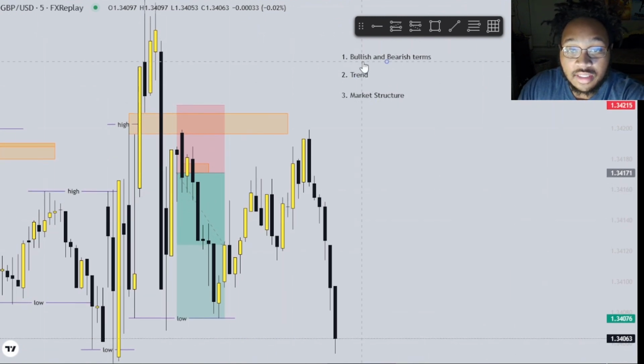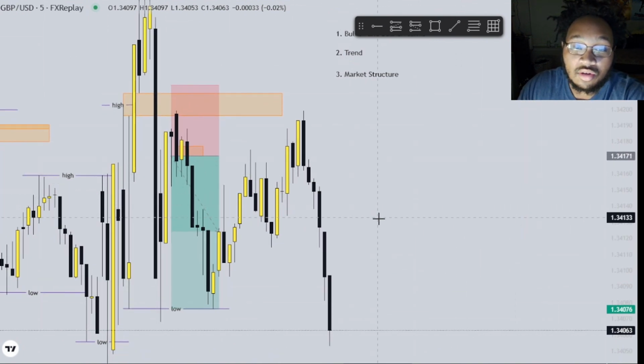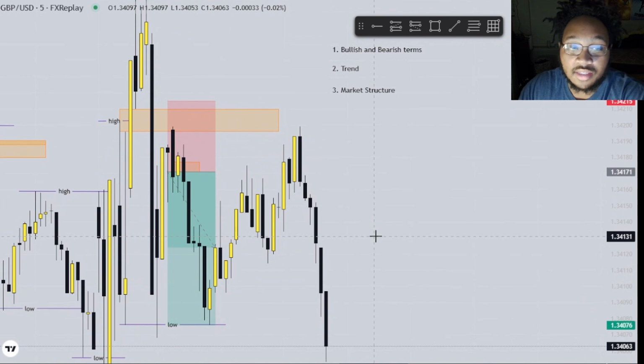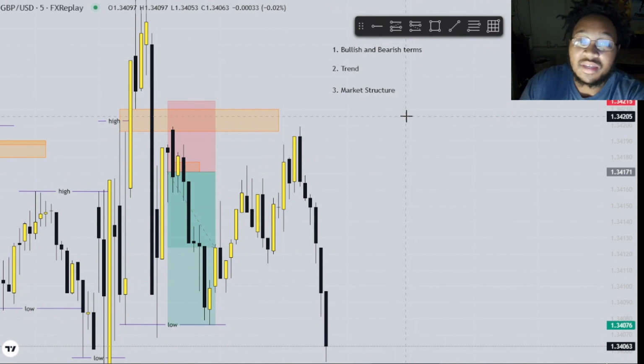So the first one is bullish and bearish terms. We're going to start with bullish. All bullish means is just going up. Apparently they're based off of the fighting styles of a bull and a bear. Apparently a bull, whenever it attacks, goes down and goes up, and a bear kind of comes down. I don't know, I just heard that's where the terms were made from. But all bullish means is going up, and all bearish means is going down.